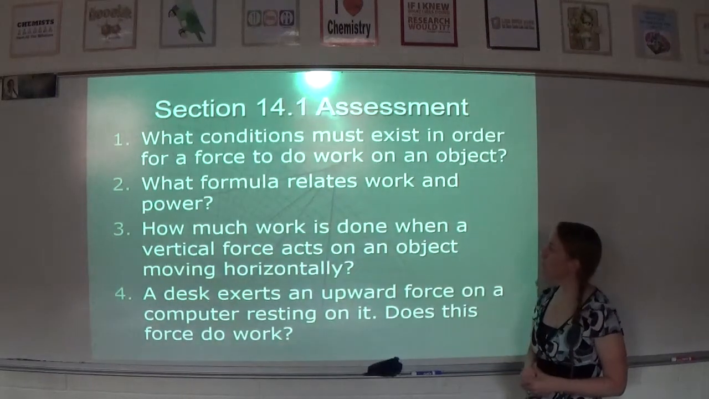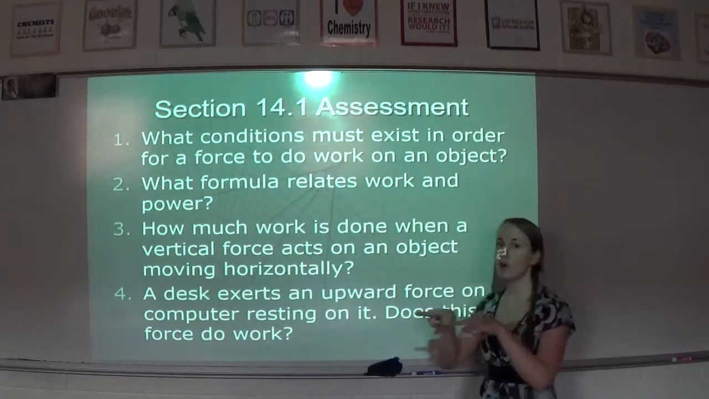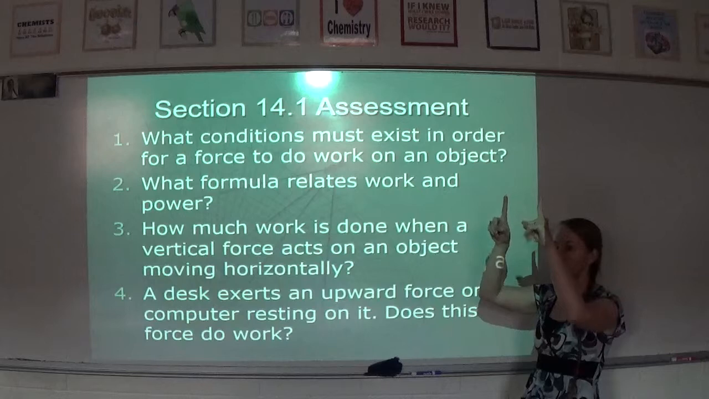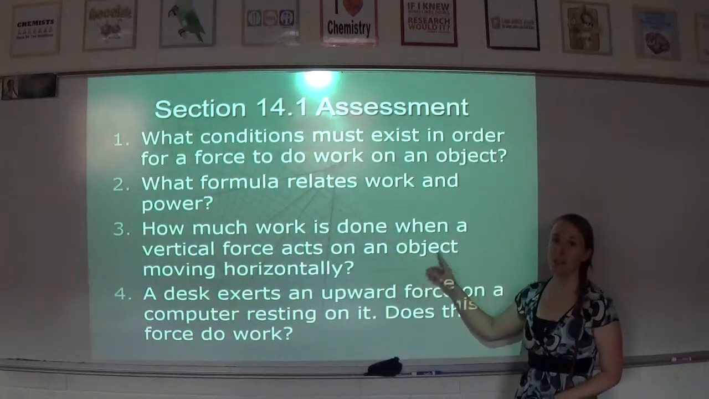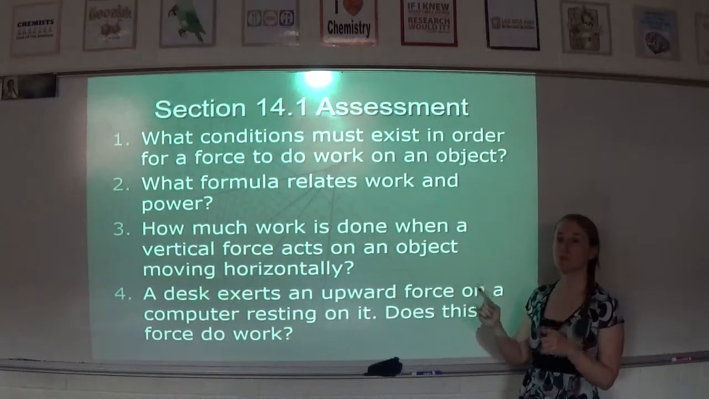Number 3, how much work is done when a vertical force acts on an object moving horizontally? Okay, so this is the carrying example. A vertical force acts on something moving horizontally. How much work is done? None. No work is done because they're not in the same direction.